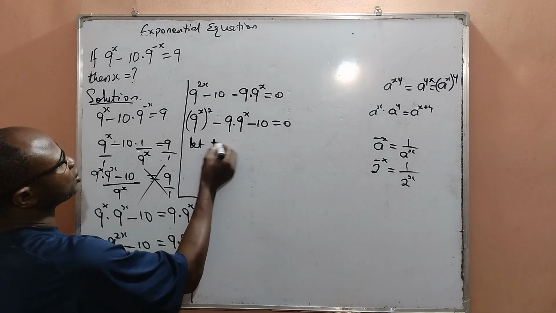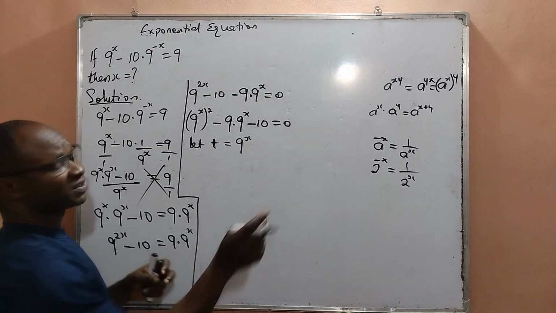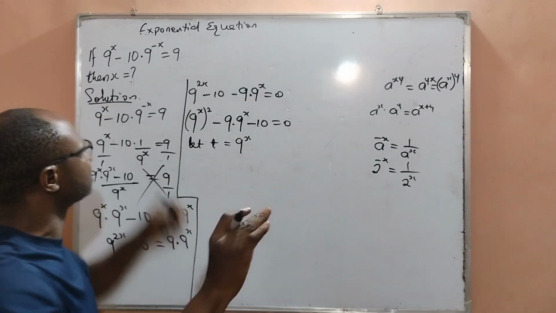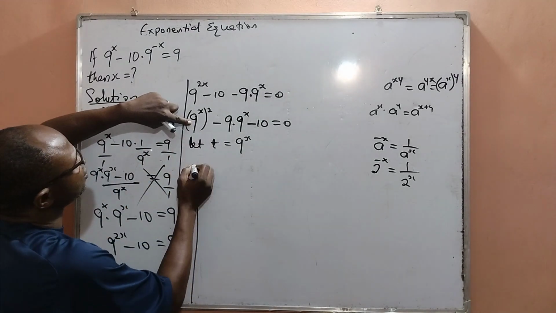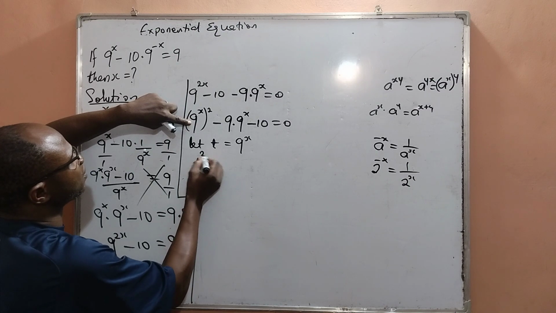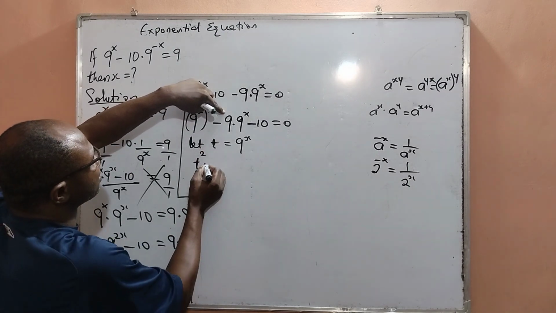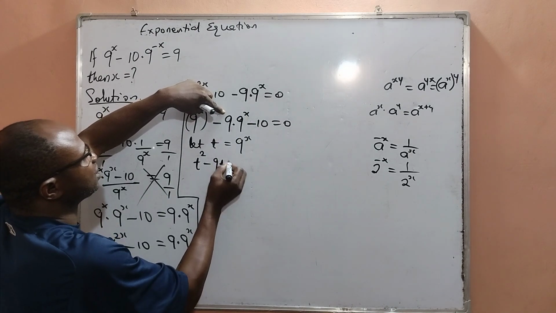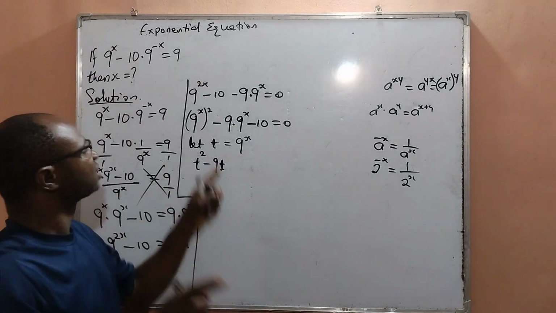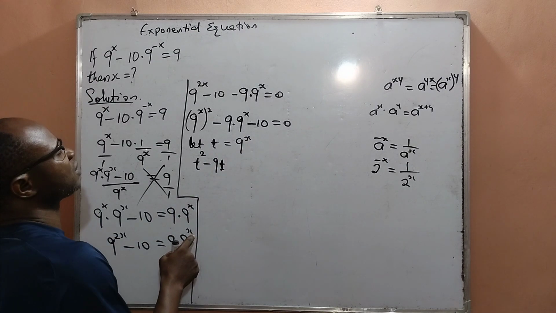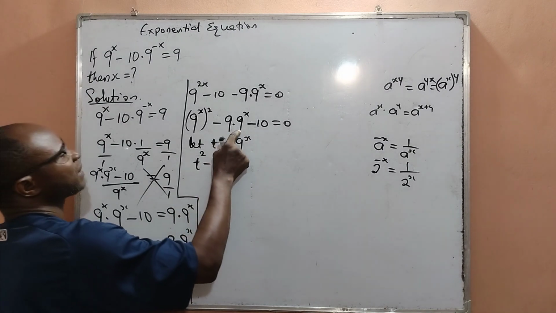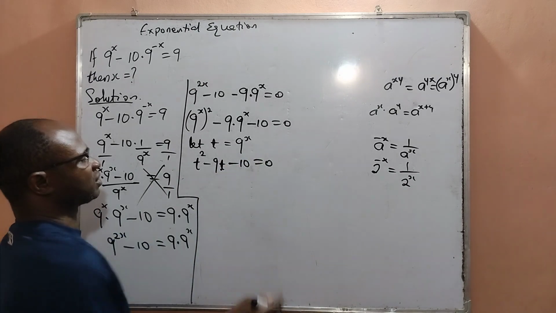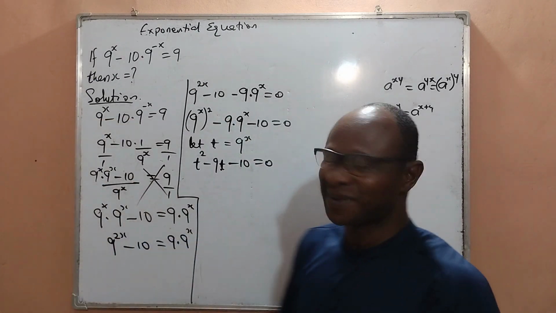Let t be equal to 9 to the power of x. Meaning, anywhere I now see 9 to the power of x, I will replace it with the letter t. And when I do that, this 9 raised to the power x will now be t raised to the power 2. So this 9 will still remain. Then this 9 to the power of x will now be t, because t is equal to 9 to the power of x. Therefore, 9 multiplied by t will now give me 9t. Finally, I have minus 10 equal to 0. It has balanced. Mathematics is life.